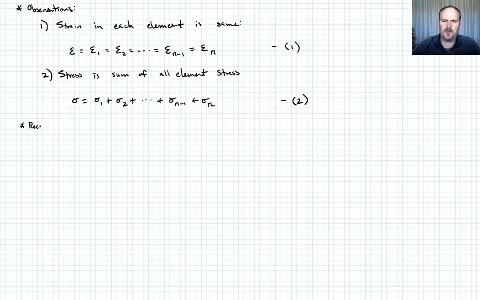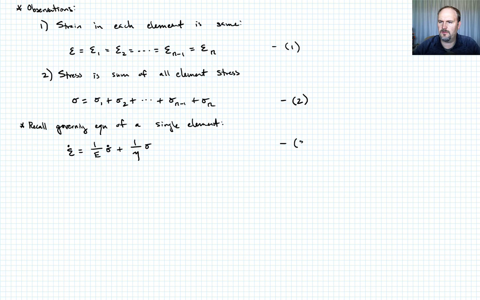So let's just say, recall the governing equation of a single element, which we said was epsilon dot is equal to 1 over E times sigma dot plus 1 over eta times sigma. Let's call that equation 3. Well, we've talked now about Laplace transform, so we actually want to go ahead and do that. So let's take the Laplace transform of equation 3.